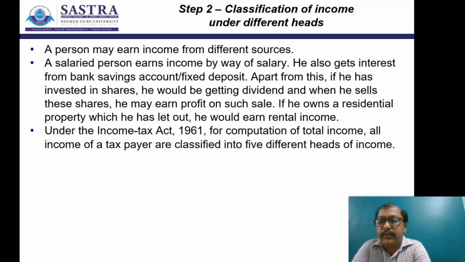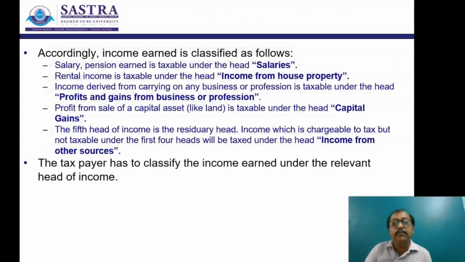So multiple sources of income could be possible for an individual. In that scenario, we have to determine what is going to be the gross total income of an individual from the different sources that an individual can have. Under the Income Tax Act 1961, for computation of total income, all income of a taxpayer is classified into 5 different heads of income.